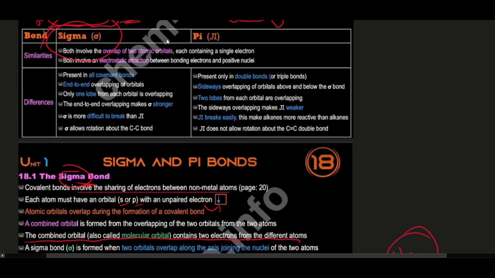Okay, so these are the similarities and differences. You can check it out. The differences are pretty simple. What are the similarities? Both involve the overlapping of two atomic orbitals, obviously. Both involve electrostatic attraction between the bonding electrons and positive nuclei. I think you know that. And the differences, you can check out. Sigma bonds are present in single bonds, but pi bonds are present in double bonds, obviously. Sigma bonds are produced by end-on overlap, like horizontal overlapping, and pi bonds by sideways overlapping. And only one lobe from each orbital is overlapping in sigma, and here two lobes from each orbital are overlapping.